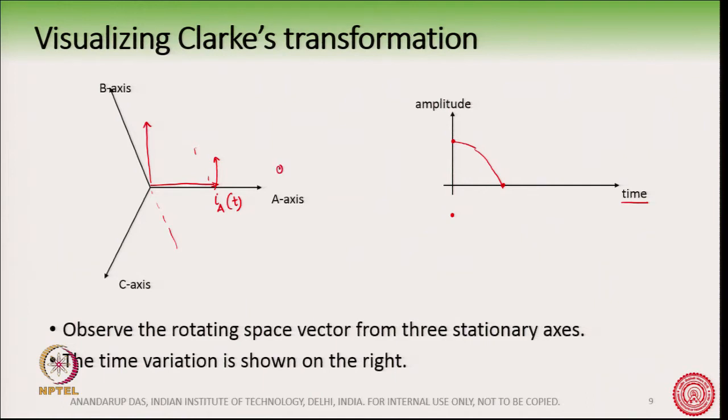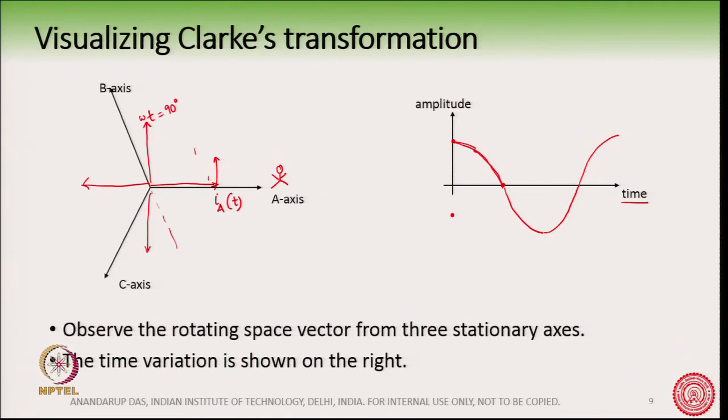I am an observer standing here, and I am seeing that as this vector is rotating, initially it had a maximum projection and then it is falling, becoming 0, and its 0 is happening at omega t equal to 90 degree. Similarly, then it will go minus, and then it will again come back to 0 at this point, and it will go like this, and this is a cosinusoidal variation.